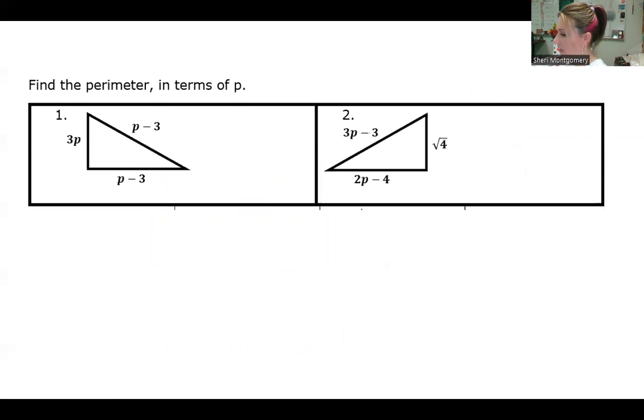All right, we're gonna move on to the next section. And so if you didn't finish them all, you can go back and finish them. That's fine. We'll have time. So the next section, it says find perimeter.